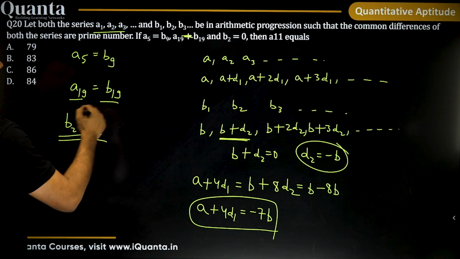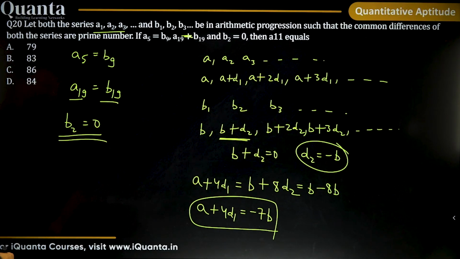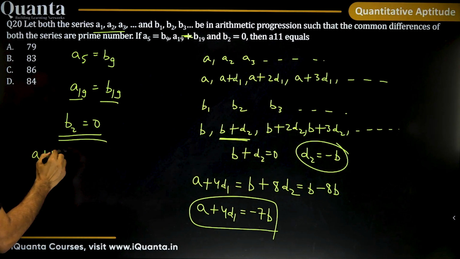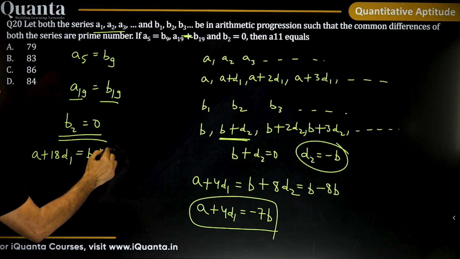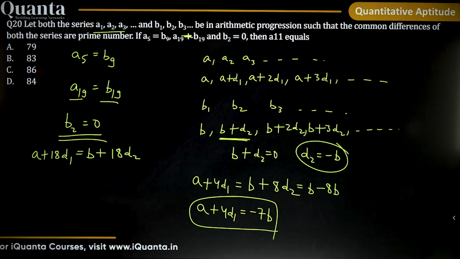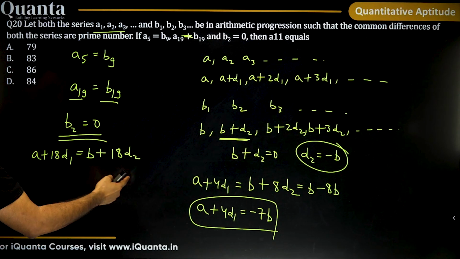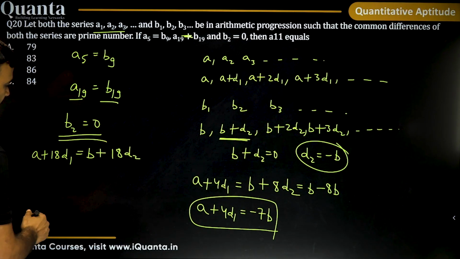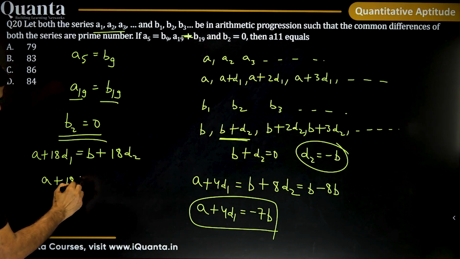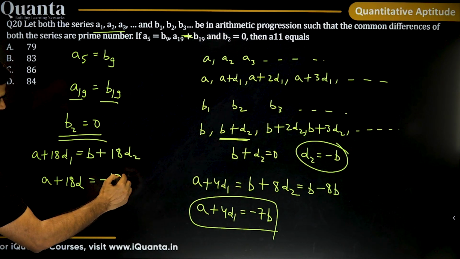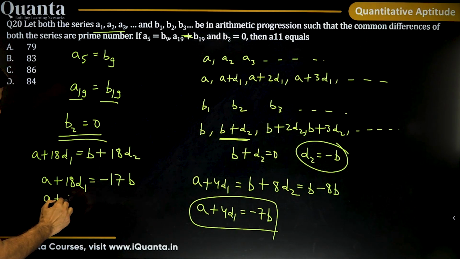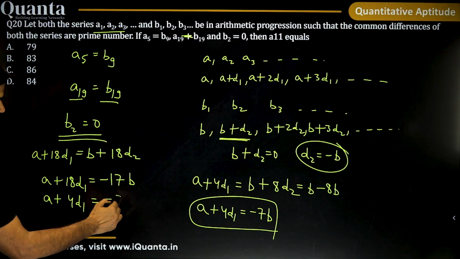Then A19 is equal to B19. Fantastic. A19 will be A plus 18D1 is equal to B plus 18D2. Right? And there is some relation. First of all, D2 is what? D2 is minus B. So minus 18, so it becomes minus 17B. So A plus 18D1 is equal to minus 17B. Okay. And A plus 4D1 is equal to minus 7B.